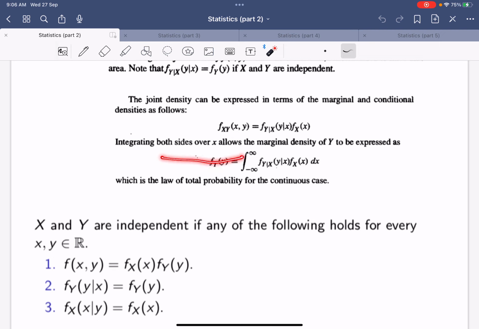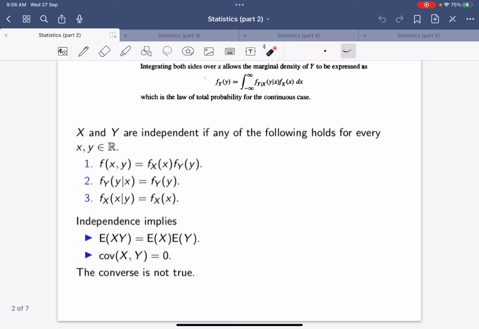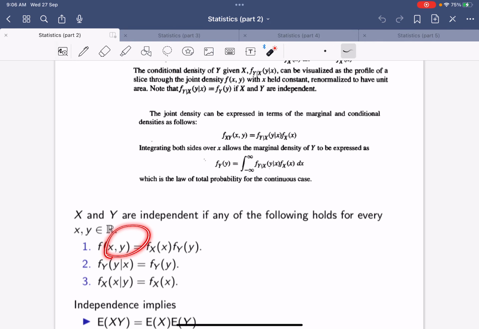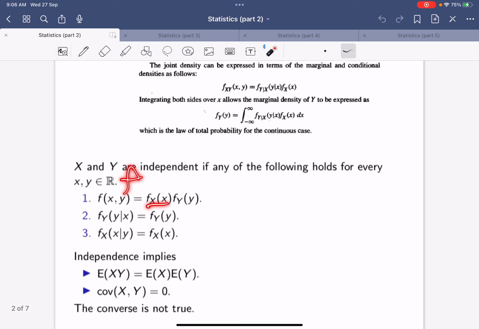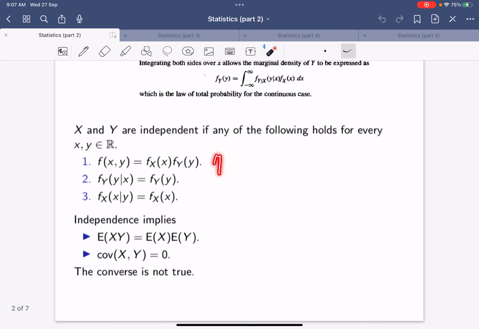Now, if we want to find just the marginal of y, we just integrate with respect to x from minus infinity to infinity. We can use this idea to define independence, which just means that the joint equals f_X times f_Y. Because if they are independent, we already said that the conditional equals f_Y, so this becomes f_Y, and that's why it's f_X times f_Y. These are all equivalent definitions of independence.